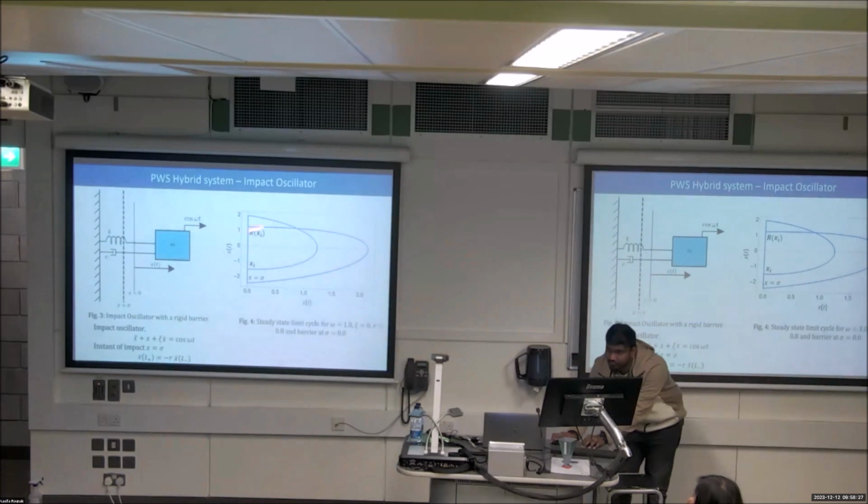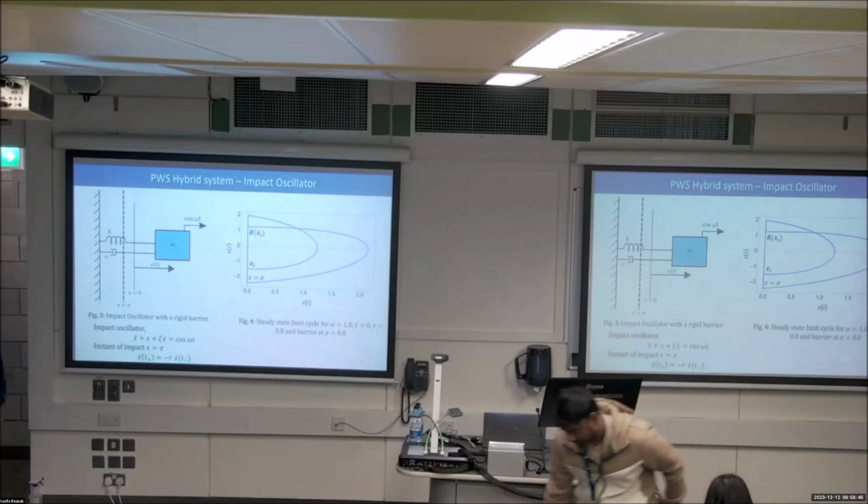The mass M is undergoing periodic motion externally excited by a harmonic force, and when there is an impact with a barrier located at, for example, x equal to sigma, there is an instantaneous reversal in its velocity defined by a coefficient of restitution R. And this is the limit cycle that we are looking into for these parameter values.